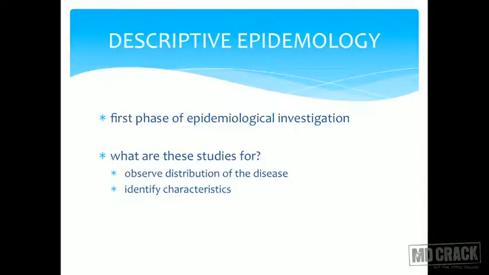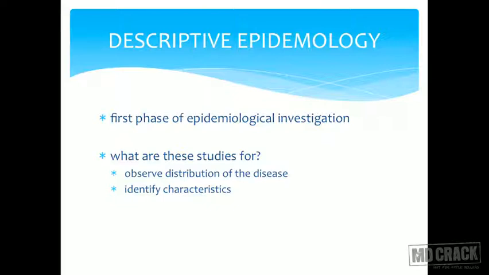First of all, the first investigation that we always do when we are in the dark is descriptive epidemiology. Okay, so descriptive epidemiology is the first phase of epidemiological investigation. Remember, this is done to formulate a hypothesis. You do not know anything about the disease, or the knowledge is very much superficial, it's just a reflection of a doctor. We embark on descriptive studies. Descriptive studies are done for observing the distribution of the disease as well as identifying characteristics of the disease. As I told you, we know very little about the disease. So this is the starting step.